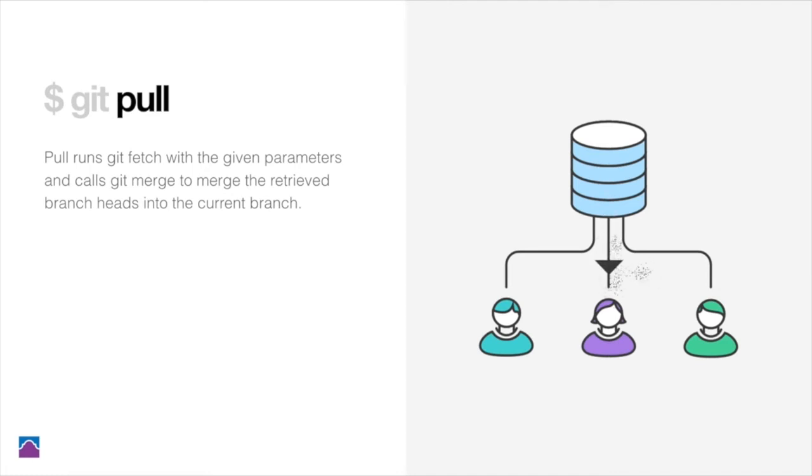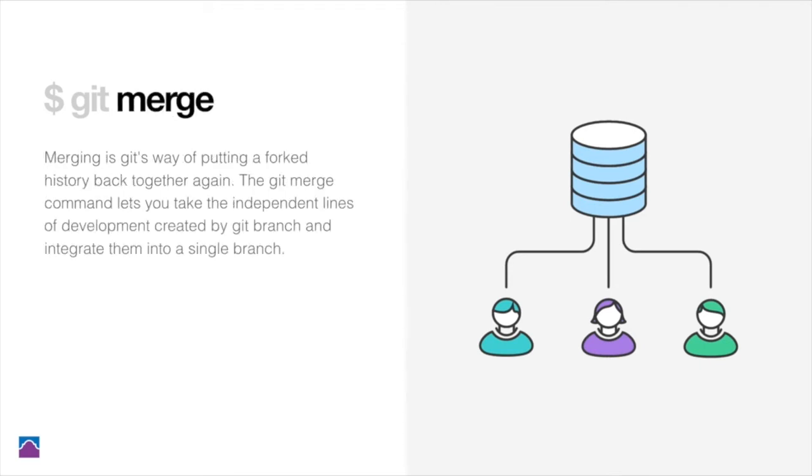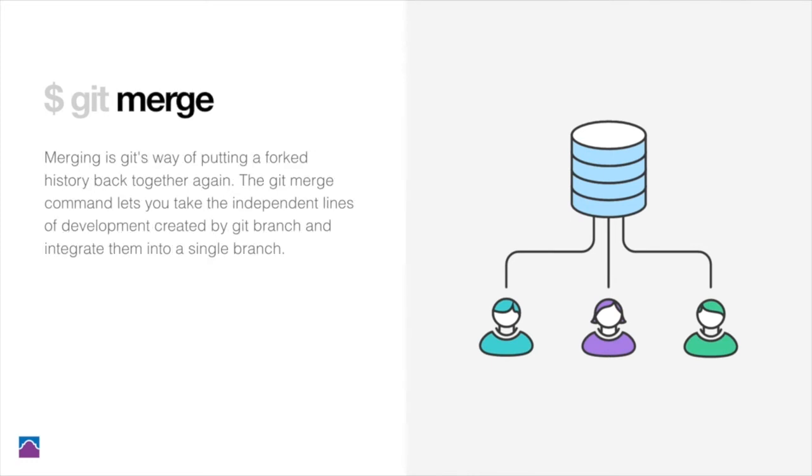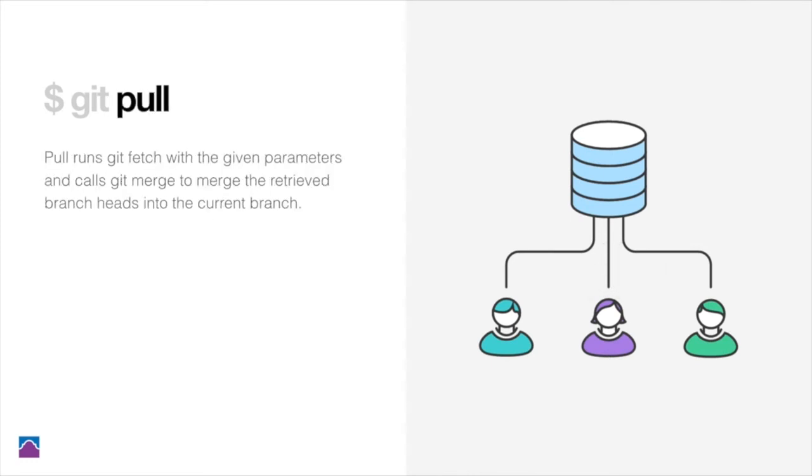Git pull runs git fetch with the given parameters and calls git merge to merge the retrieved branch heads into the current branch. Basically what that's saying is these two commands, fetch and merge, are done at the same time. That's all git pull is. So typically you're going to pull because that's two commands in one. So that's what pull is.